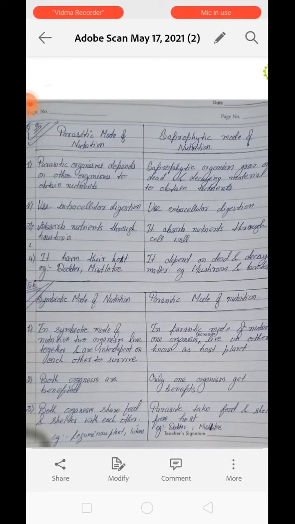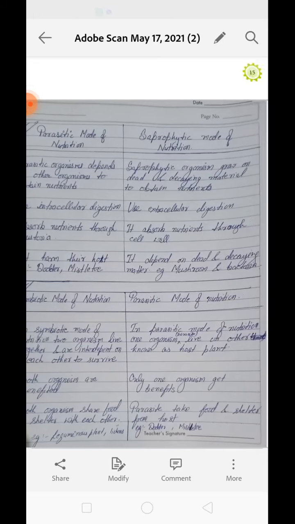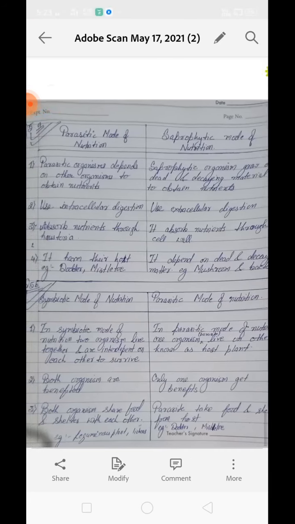First point you will write like this: in the symbiotic mode of nutrition, two organisms live together and are interdependent upon each other to survive. In the case of parasitic mode of nutrition, one organism, called the parasite, lives on another known as the host plant. Second point, both organisms are benefited in symbiotic relationship, whereas only one organism gets benefit in case of parasitic plant.